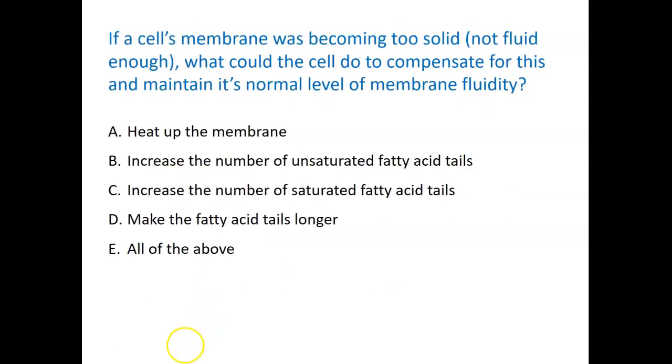All right, so let's take a second and answer the following question. If a cell's membrane was becoming too solid, what could the cell do to compensate for this and to maintain its normal level of membrane fluidity? Answer B was the correct answer here: increase the number of unsaturated fatty acid tails. Let's think about the other answers and then come back to B at the end.